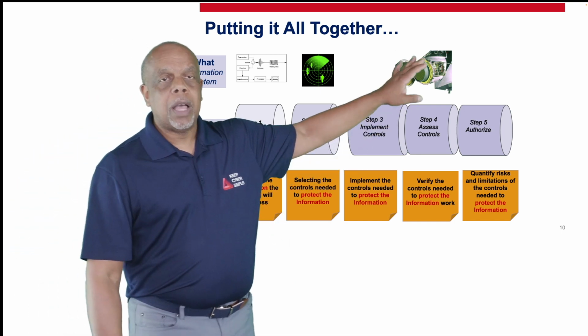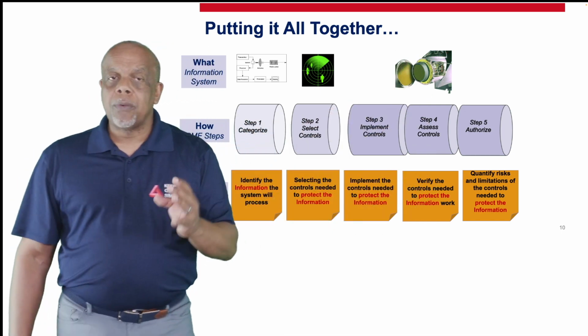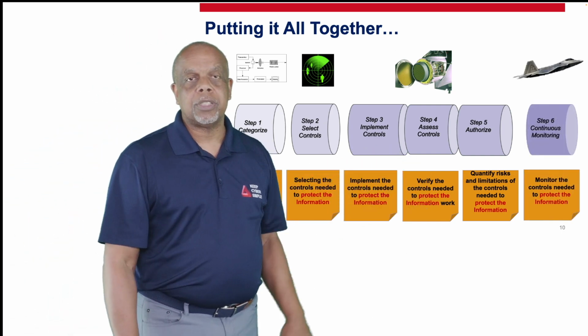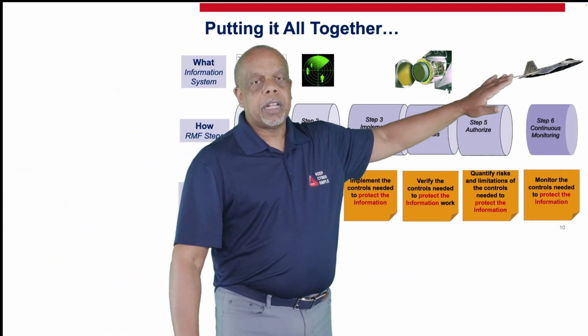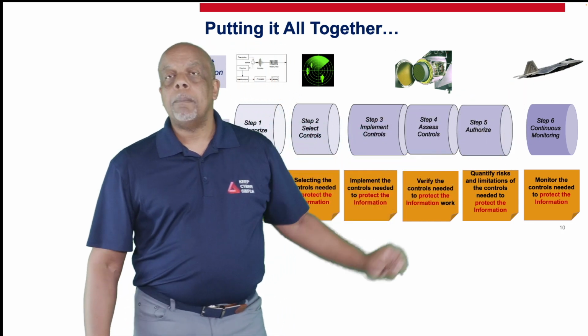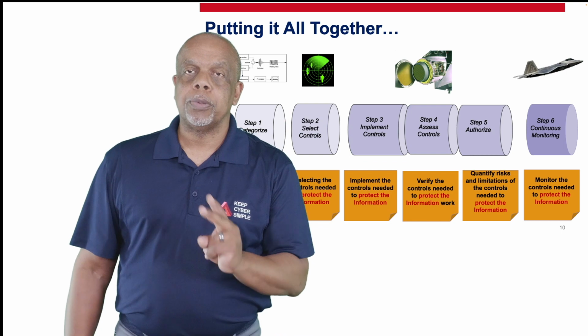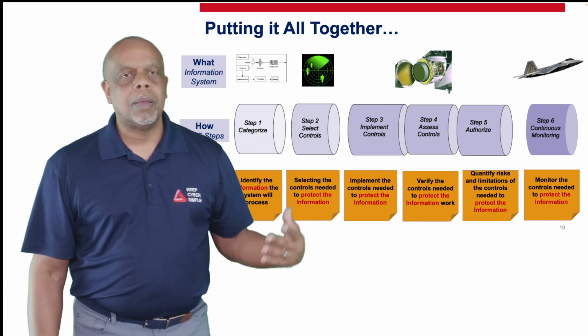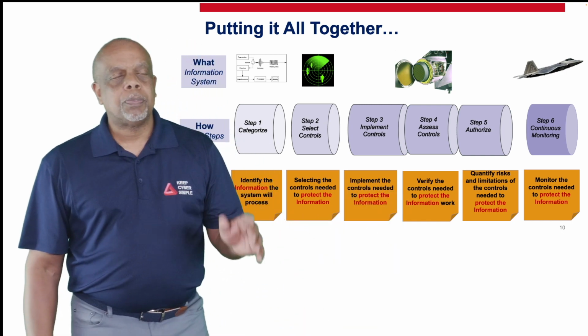Go to step 5, we authorize. Why? We want to quantify risk and limitations of those controls needed to protect the information. And when we get to step 6, what are we doing? We've got a full capability built out, and we want to continuously monitor. Why? We want to monitor the controls needed to do what? You got it. Protect the information. You see, it all comes back to the information. So we just bring all those pieces together.